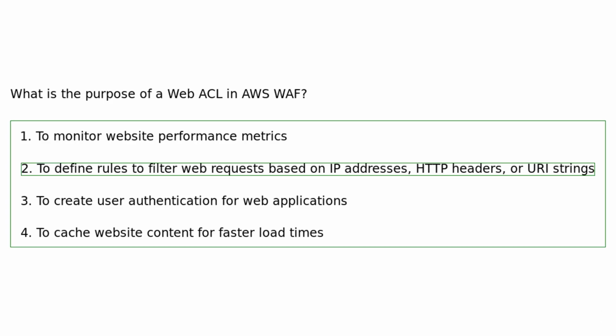A Web ACL in AWS WAF is used to define rules to filter web requests based on IP addresses, HTTP headers, or URI strings, allowing users to control access to their web applications.